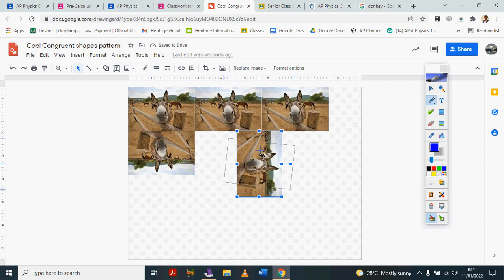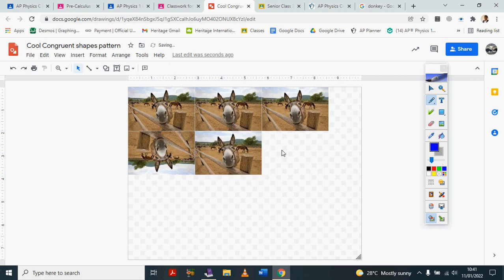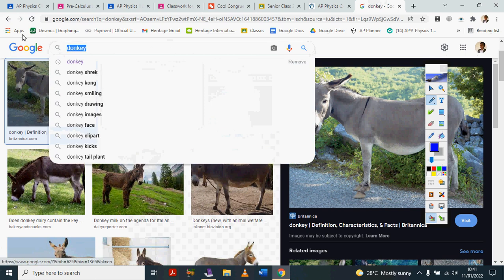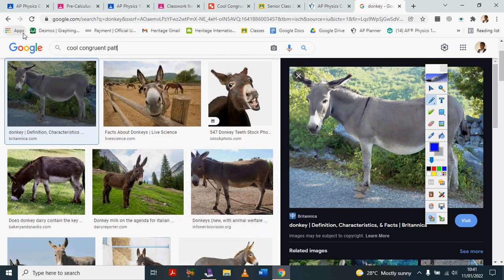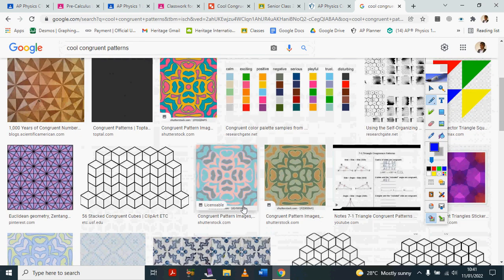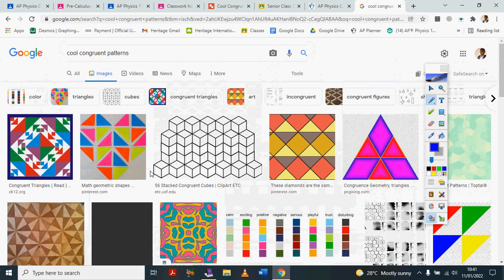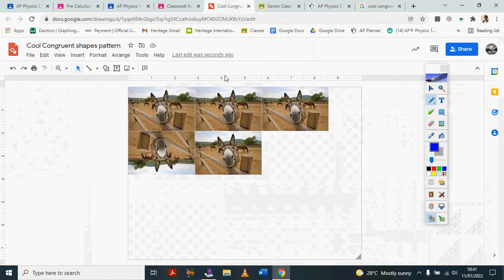So the objective of this activity is that you create a cool pattern using similar shapes. You can find any similar shape online. You can even Google cool congruent patterns, right, and find inspiration. All of these things exist out there. I don't want you to copy an image from Google and use it. I just want you to use it for inspiration, and then find one little image, one little thing, it can be whatever you want, and use it to create a cool congruent pattern that you're going to submit.